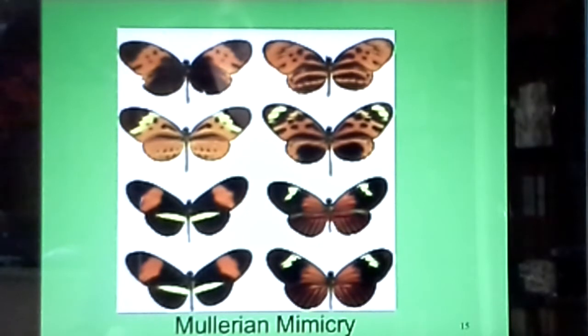Then you have Mullerian mimicry. In this case, you have more than one poisonous species, and they, over evolutionary time, begin to look like each other. They begin to mimic each other in color and pattern. So if you look here, you have 8 butterflies that all look similar in color and in pattern. So if a predator should eat the top left butterfly and get sick, all of the other ones look similar enough that they will be avoided.